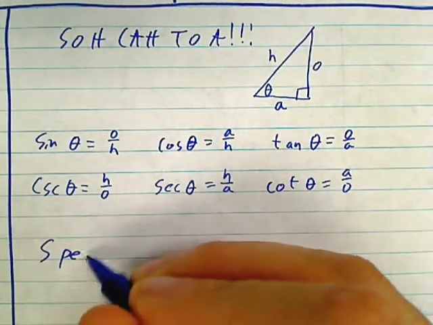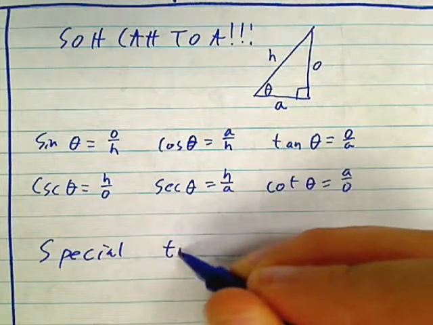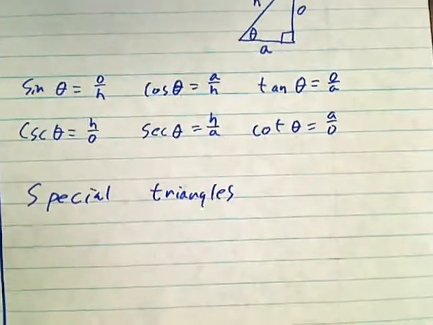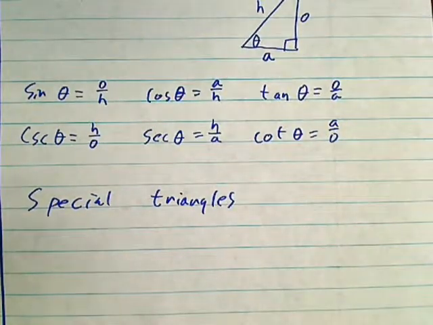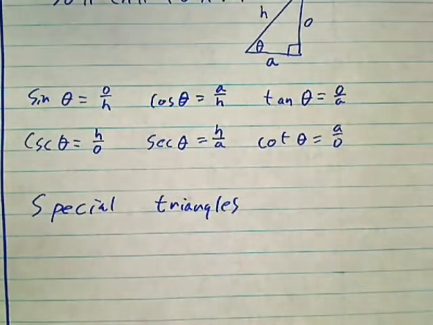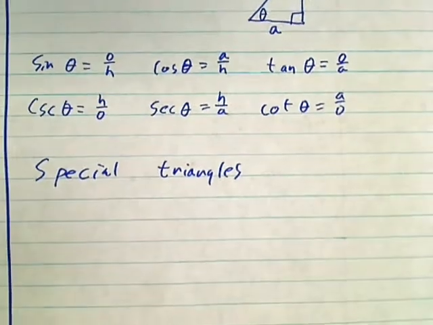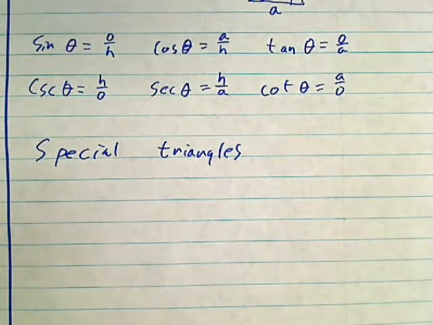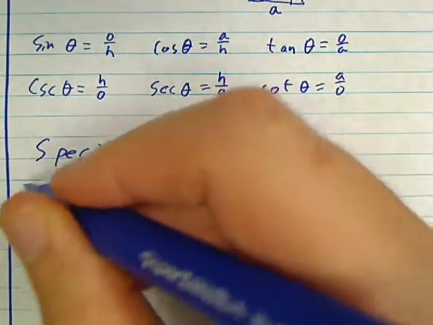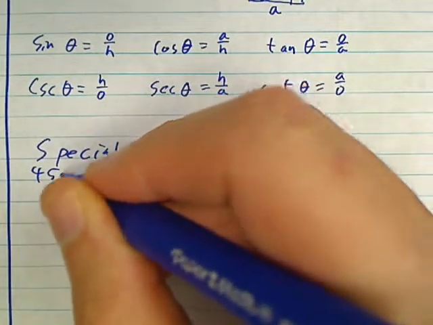Special triangles. We will have three special triangles. The first two you might have seen before. The last one is kind of silly, but pretty important when finding the trigonometric values of certain angles. Okay, so here's a special triangle. I'm going to start with the 45, 45, 90.